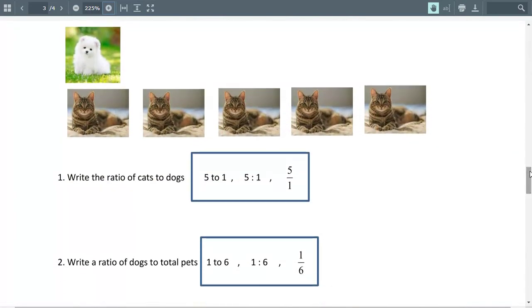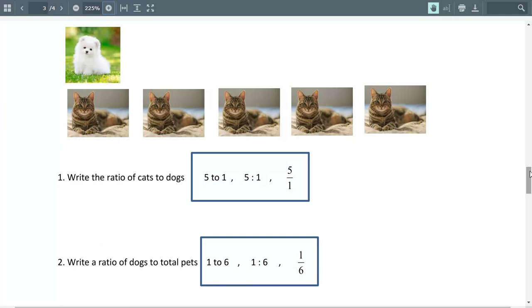Write a ratio of cats to dogs. There are 5 cats to 1 dog. So you could have written any one of those examples, those 3. You did not have to write all 3, but you could just pick one of them. Number 2, write a ratio of dogs to total pets.